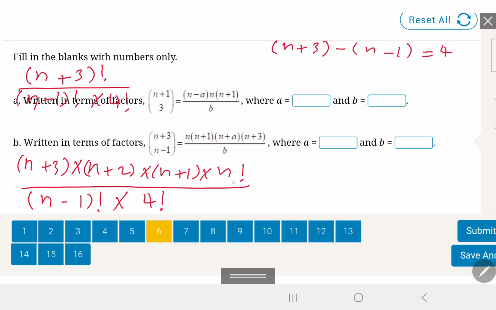So I see that here I need to continue also one more bracket, so let me write it here, times n minus 1 and then factorial. Then you can cancel this and this. So 4 factorial is 24, so b must be 24. And a, if you compare here, n plus 3 is found here, n plus 1 is found here, and n is found here. So n plus 2, a must be 2.